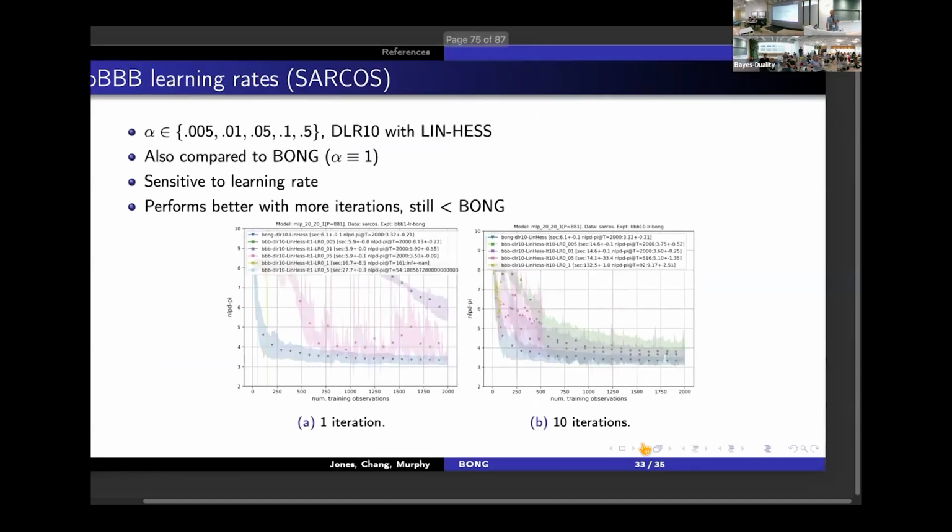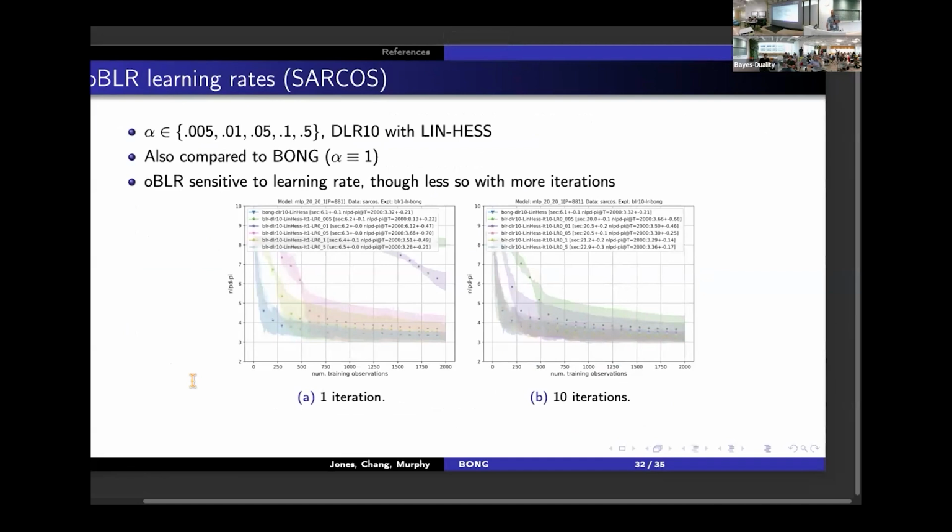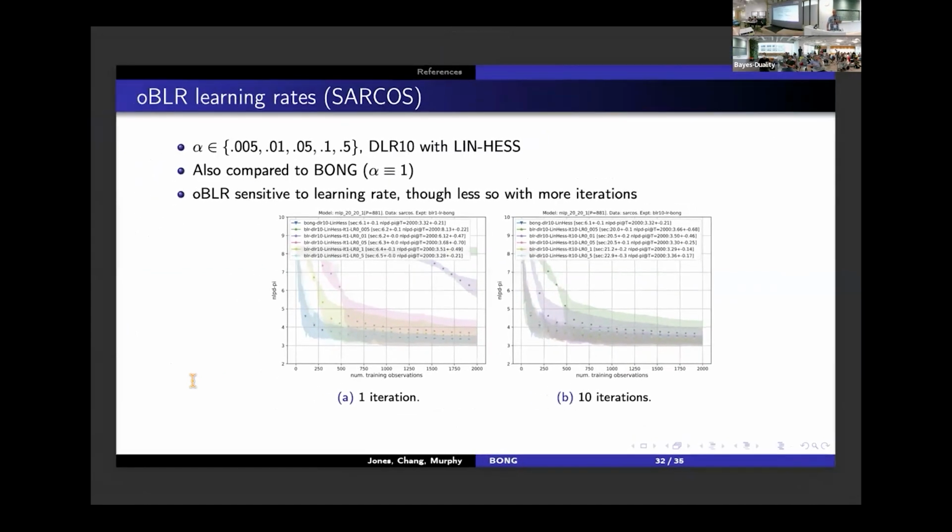Here are some experiments varying the learning rate for BLR. The blue line is BONG, and then you have different performances of BLR with different learning rates. This is 1 iteration, this is 10 iterations. With the right learning rate, BLR can perform about as well as BONG, but it's sensitive to the learning rate. So it's a standard advantage that you don't have a hyperparameter that you have to tune, which is nice.